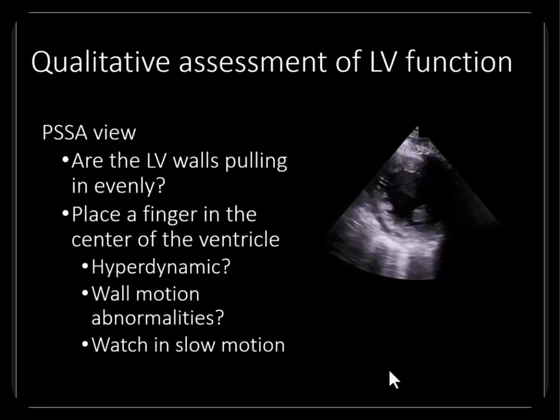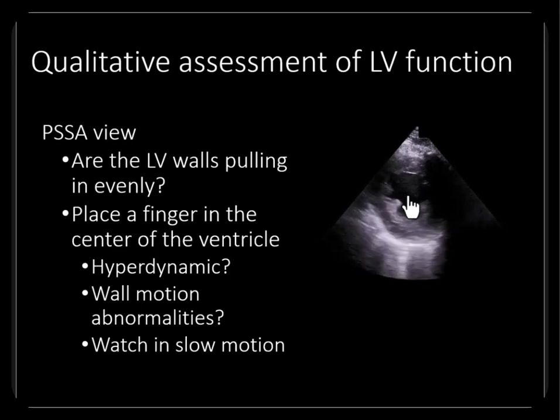You can also assess this in the parasternal short axis view. I like to use a cursor or maybe just place a finger on my ultrasound image when I'm reviewing a clip, and I ask myself, are the LV walls pulling in evenly? Now, perhaps they are pulling in evenly and they're coming so close together that they're considered to be hyperdynamic.